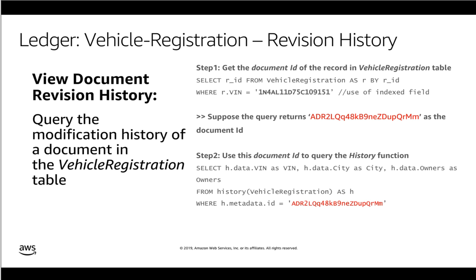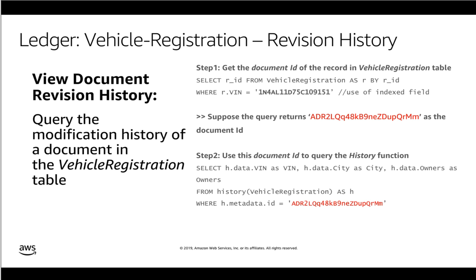So history in QLDB, like I mentioned earlier, is a PartiQL extension that returns revisions from the system-defined view of your table. So it includes both your data and the associated metadata in the same schema as the committed view. So we're going to select h.data. So let's work backwards from the FROM clause. So from history, history being a function, and the function taking one argument, which is the table name, from history vehicle registration as h, where h.metadata.id is equal to a particular value.